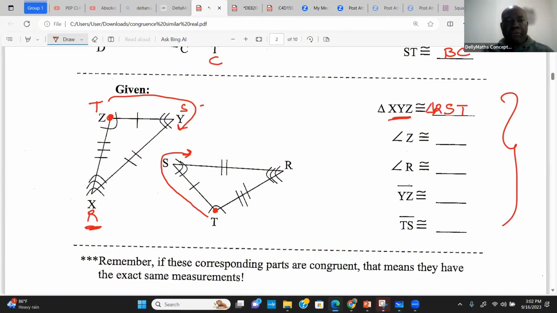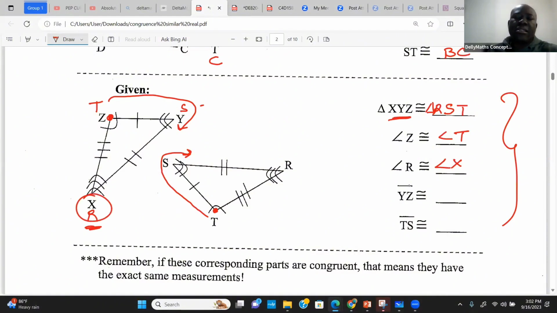All right, so let's look at what they're asking. Angle Z is congruent to angle T. Angle R is congruent to angle X. Because we're just simply picking up the things as we see them.